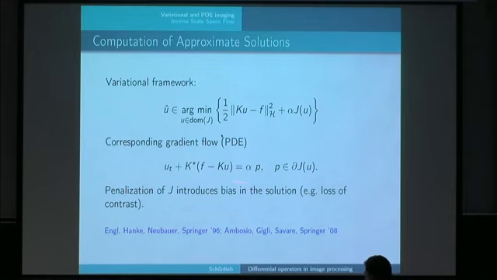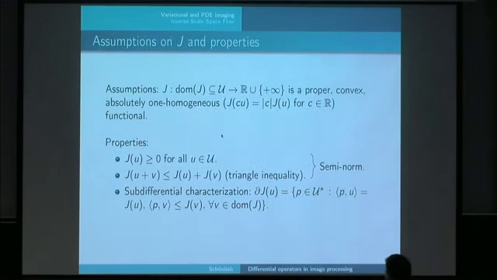What you also realize when you look at this variational regularization approach is that this functional J, the regularizer, naturally introduces a bias in the solution, which in the kind of regularizers that I'm looking at is usually given by a loss of contrast. And it's important to remember this when I go to the inverse scale space setting.